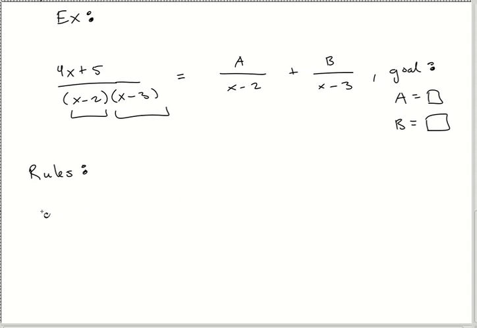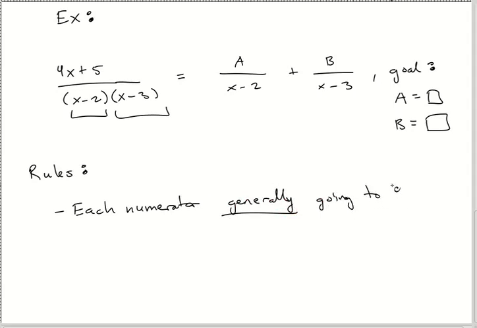So here's some rules. I'm going to say each numerator is generally, love that in math, generally going to be 1 power less, like 1 degree. I'm going to say degree. Power is fine, but degree is more technical. 1 degree less than its denominator.